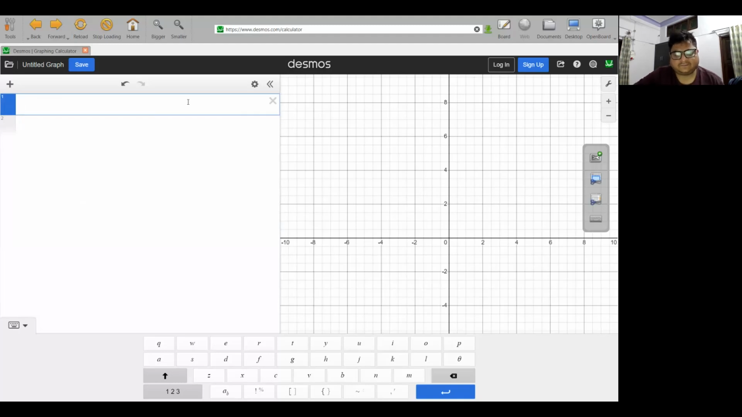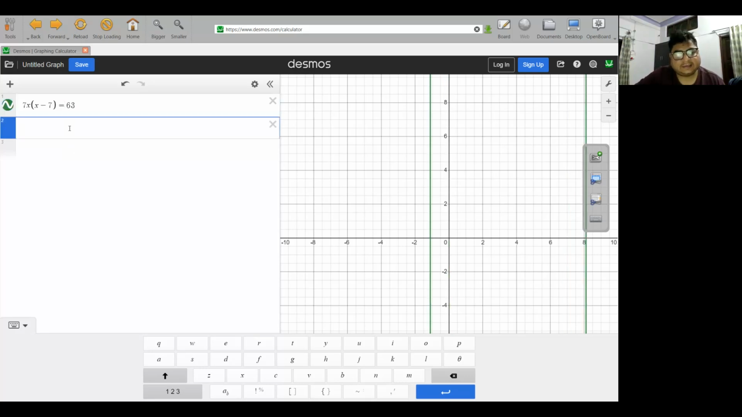So what we can have is 7x(x - 7) = 63, and I write the x1 value, which is already given, which is (a - √b)/2, and the same thing we have with a plus.